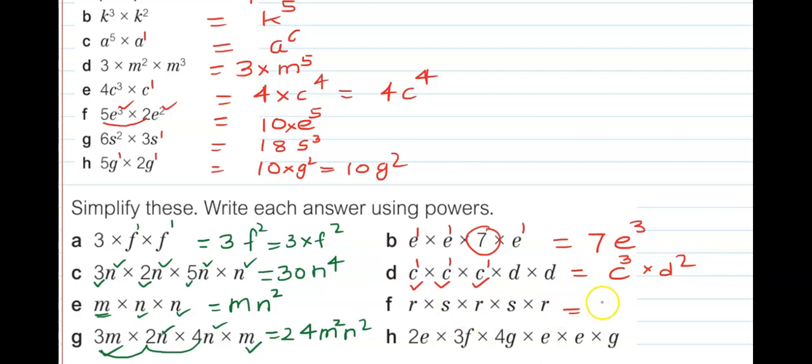Okay, now r, how many r's are there? 1, 2, 3, so r to the power 3. And how many s are there? S to the power 2. Okay, now in this question you just multiply the number first. 2 times 3 is 6, 6 times 4 is 24, so write down 24.